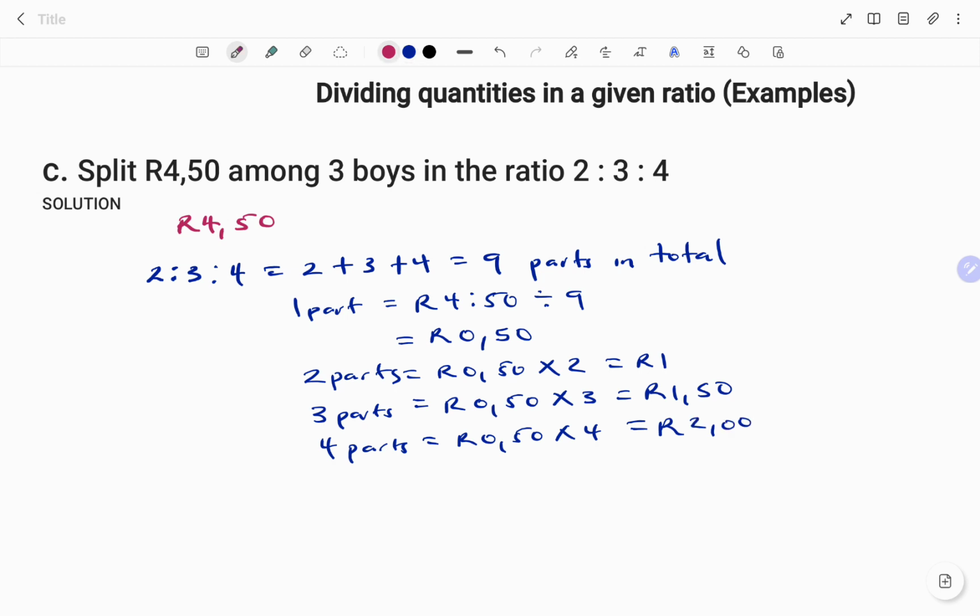To do a double check, let's add all the parts together. We have 1 rand plus 1 rand 50 plus 2 rands. That is going to give us a total of 4 rand 50, which is the original quantity we are trying to divide. Let's look at one more example.